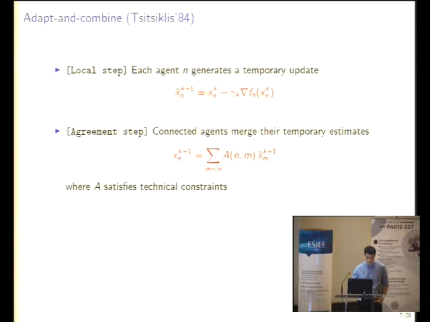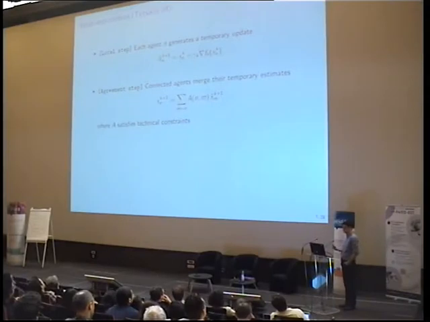So I'll start with distributed gradient descent. The principle of the algorithm is quite simple. Each agent n, where n denotes the node or agent index, and k denotes the time, so the iteration number, has its own estimate x_n of the minimizer of the problem. To go from iteration k to iteration k plus 1, we have two steps. First, a local step in which each agent performs one step of gradient descent and generates a temporary estimate, x tilde n, which is equal to x_n^k minus gamma_k nabla f_n of x_n^k, where gamma_k is a certain positive step size.